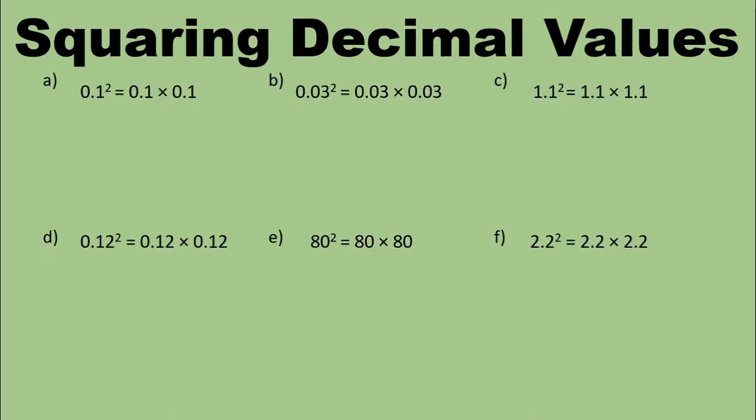Let's try a few more examples. If you feel ready, feel free to hit pause and try them for yourself. I'm going to start going through them by setting these up as a fraction squared. So 0.1 squared is actually 1/10 squared.